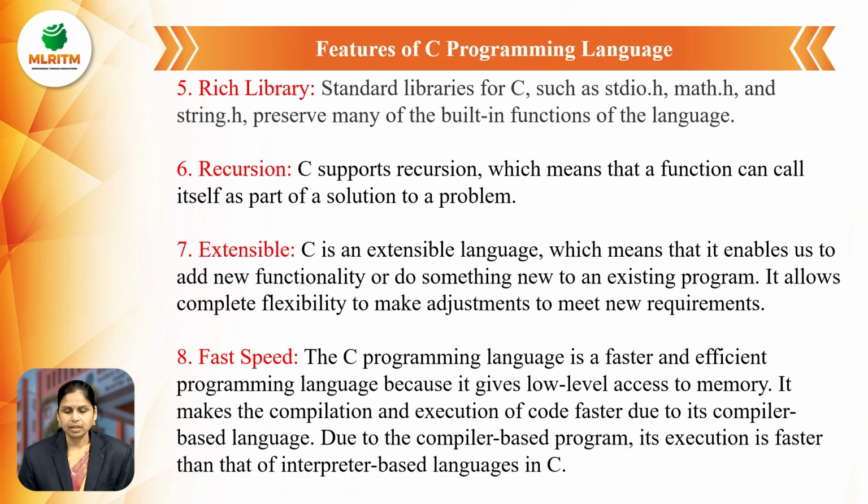Next, the fifth one is rich library. Okay, here many types of library functions are used in C programming language. The standard libraries for C such as stdio.h, math.h and string.h, like that we have a number of header files. Because of all these files, it supports many built-in functions. We can execute many programs by using these library functions.